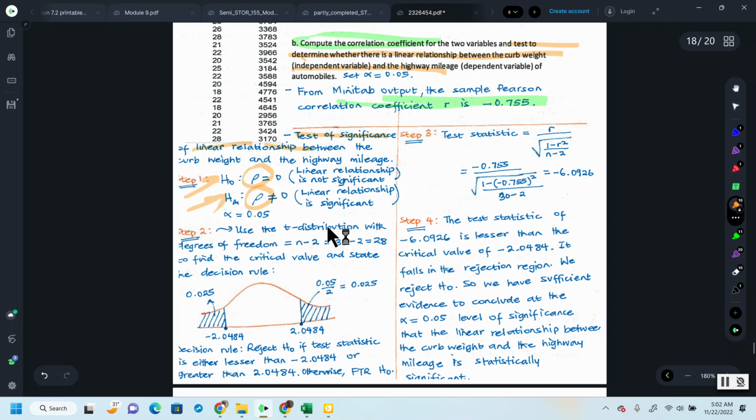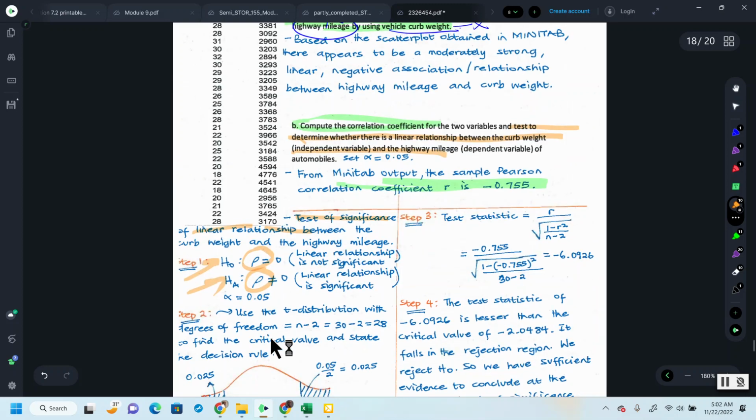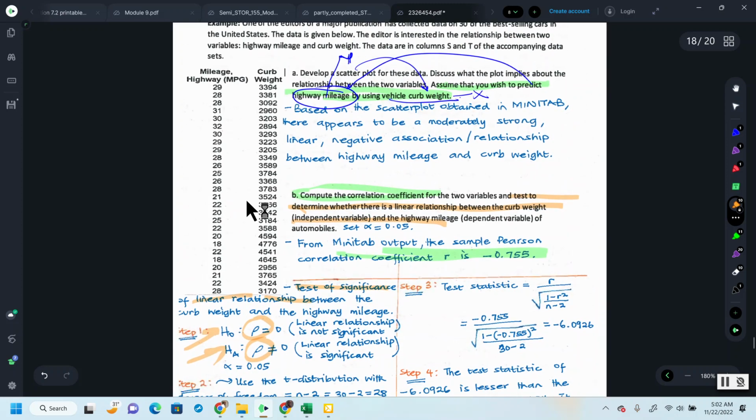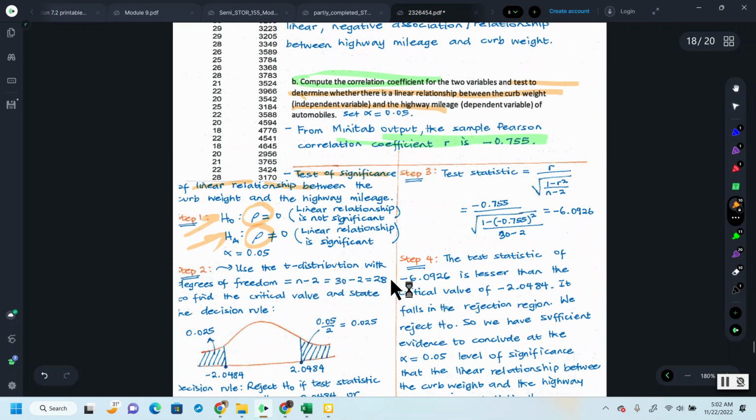As usual, we use our t distribution with n minus 2 degrees of freedom. What is our n here? If we go back here, data was collected on 30 cars. So n minus 2 is 30 minus 2, 28. We need to sketch our t distribution, and for it we are working with alpha equals 0.05. For the two tails, 0.05 divided by 2 gives you 2.5% on either side. So we're going to need the degrees of freedom, 28, and the size of one of the tails, 0.025, in order to get the critical value from the t distribution.